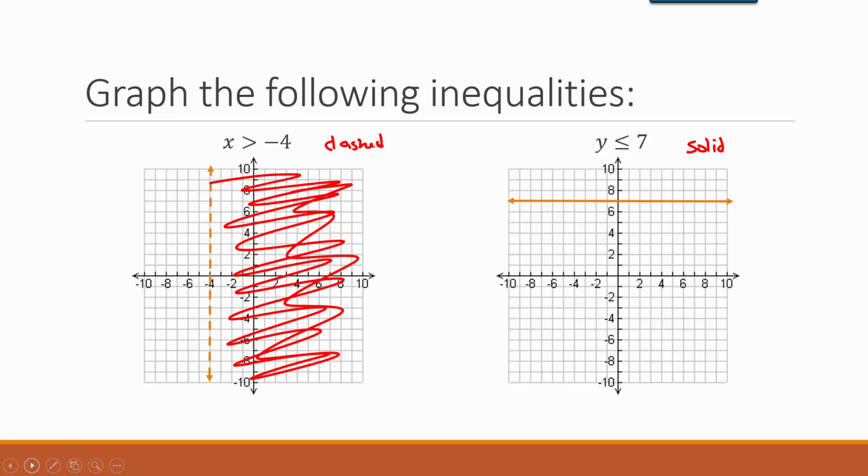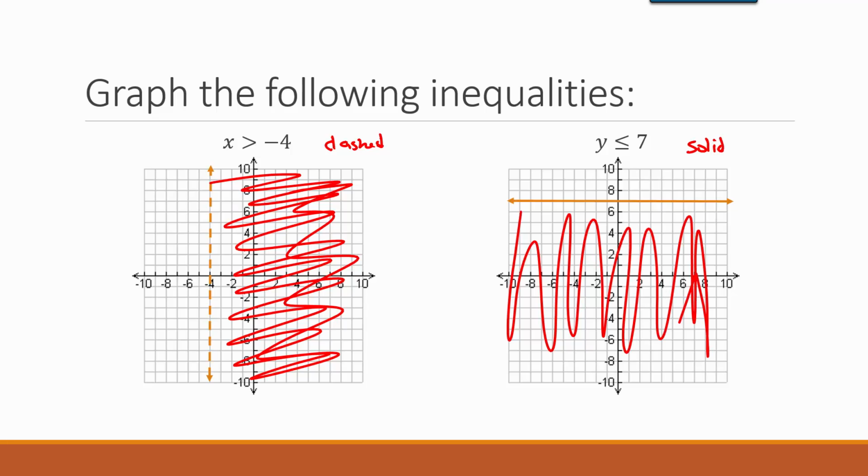Now my inequality says y is less than. I either have to shade above this line or below this line. So think about where less than would be. Less than is going to be below. So all the points down here would be solutions for this inequality.